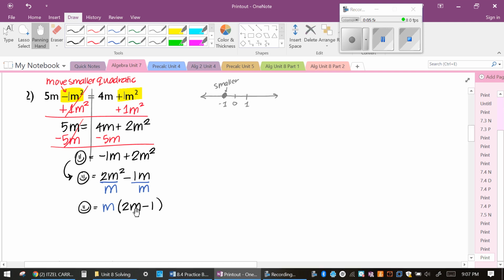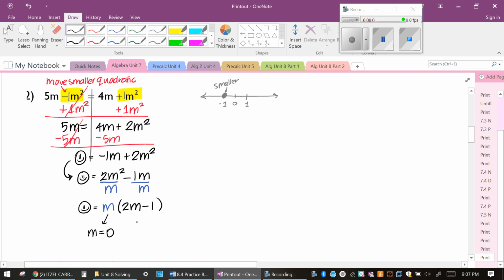Then I'm going to ask myself, because this is a binomial, can I keep going? Is it a difference of squares? It is a difference, and 1 is a square, but 2 is not a square because when you square root it, you get a decimal. Also, the variable m is not squared. So I am done factoring.